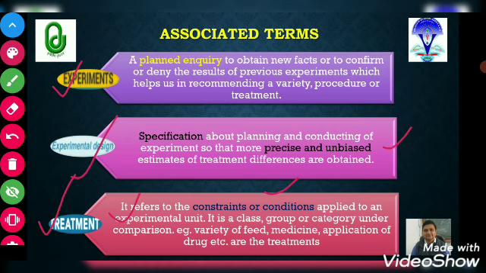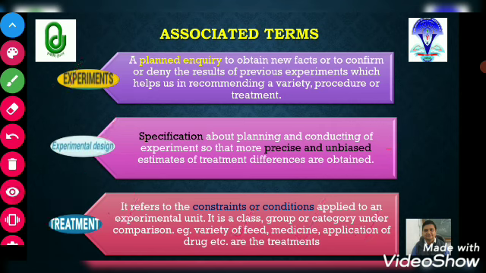It is a class, group or category under comparison. Examples: variety of feed, we have already discussed; medicine or drug you have developed; application of drugs, which means the amount of drug, different concentrations of drugs. So these all come under treatment. These terms you have to remember: what is experiment, what is experimental design, and what is treatment.